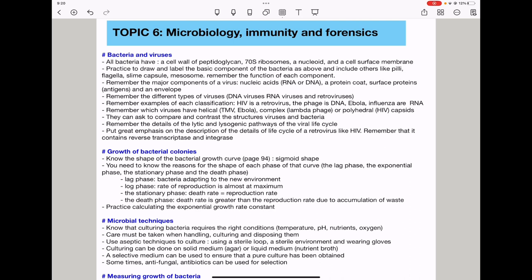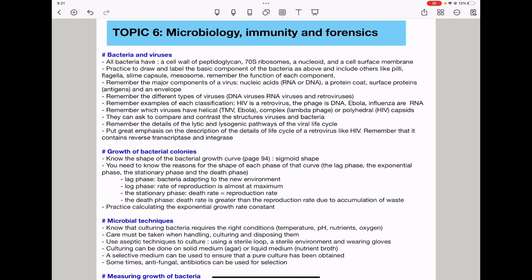They could ask you to compare and contrast the structures of viruses and bacteria. Ensure you fully understand those. And please remember the details of the lytic and the lysogenic pathways in the viral life cycle. Remember, the lytic pathway has a way of destroying cells that have been infected in massive numbers, and if these are immune cells, the immune system is going to be broken down or weakened greatly.